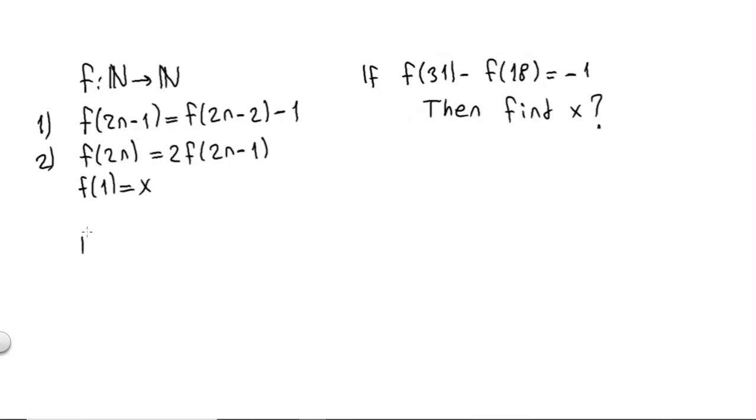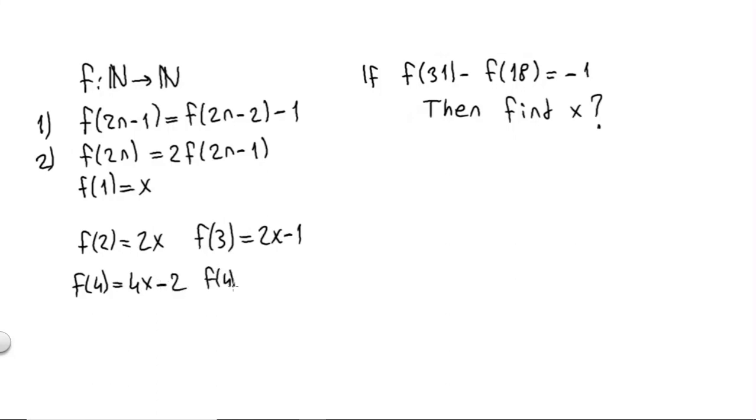So let's do f2. I'm putting n equal to 1 here, so it's just 2f1, which is 2x. Okay, cool. So let's do f3. To get f3, I need to put n equal to 2 in the first equation, and I'm going to get f2 minus 1, so it's 2x minus 1. If I do f4, I'm putting n equal to 2 here, 2 times this thing, 4x minus 2.